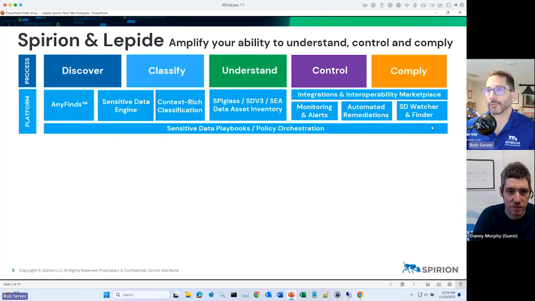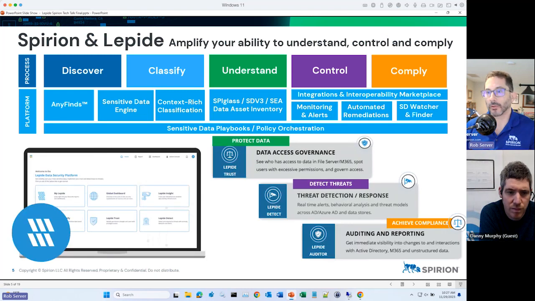So how can we service this problem together as a joint solution? Well, Spirion is the number one solution for data discovery and classification. As we'll see in the next couple of slides, we're able to find data with accuracy and remediate that automatically with our playbooks. So discovery, classification, providing understanding, and then applying controls around that data. Now, the gaps Spirion has are where Lepide comes in, which is the access controls and orchestration. So Danny, if you want to talk a little bit about those areas.